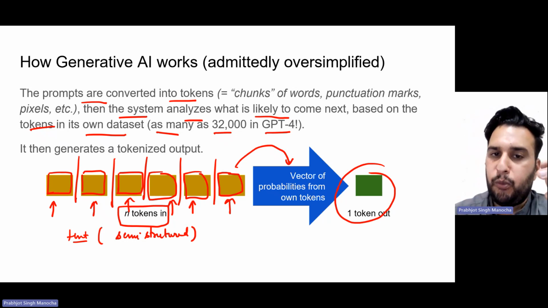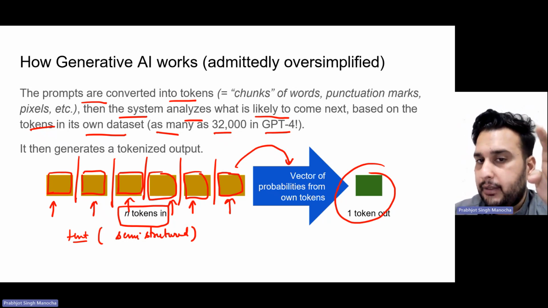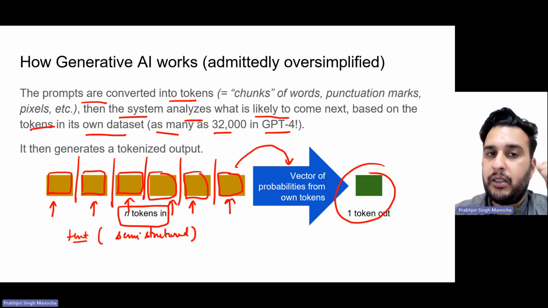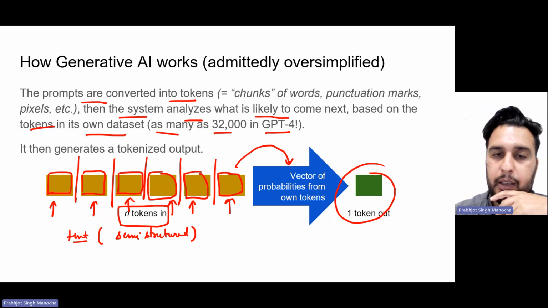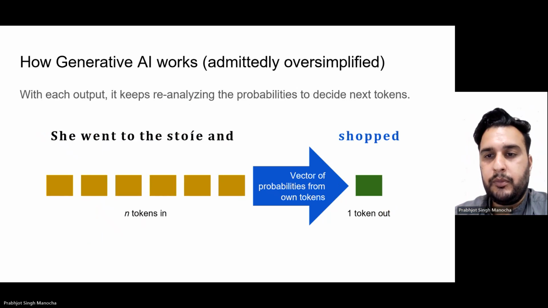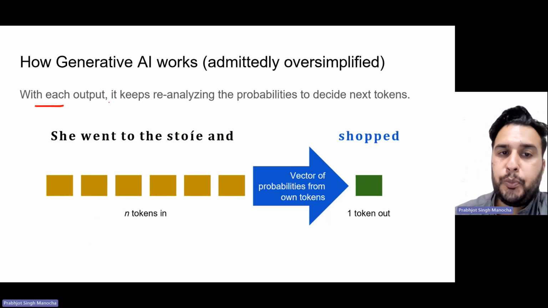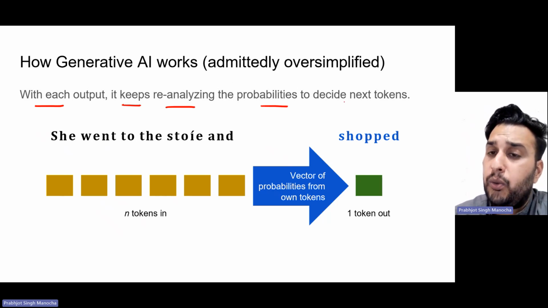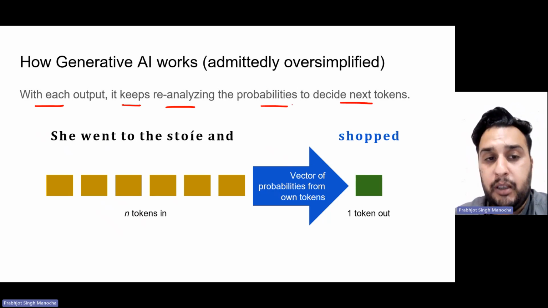So it's very important for any model that we are talking about that we train the model, and we test the model based upon various combinations of data. As we talk about generative AI, these models are being used and process the data in this form. With each output, it keeps reanalyzing the probabilities again and again to decide the next token.